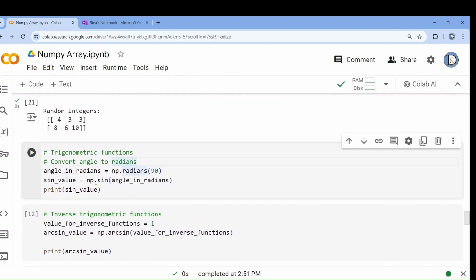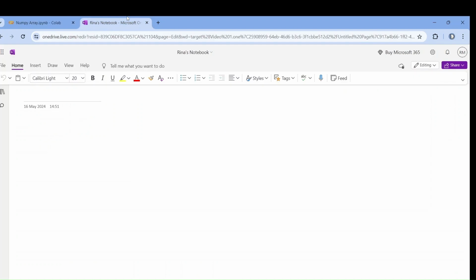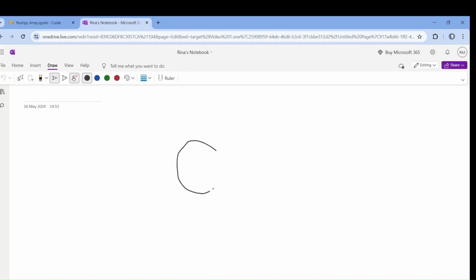Now let's understand some trigonometric functions we can do using NumPy. First, how we can convert an angle to radians. Let me show you first. Suppose I draw a circle. Consider this as a circle, please. Now, these are the radius. This is a radius, this is a radius, this radius.